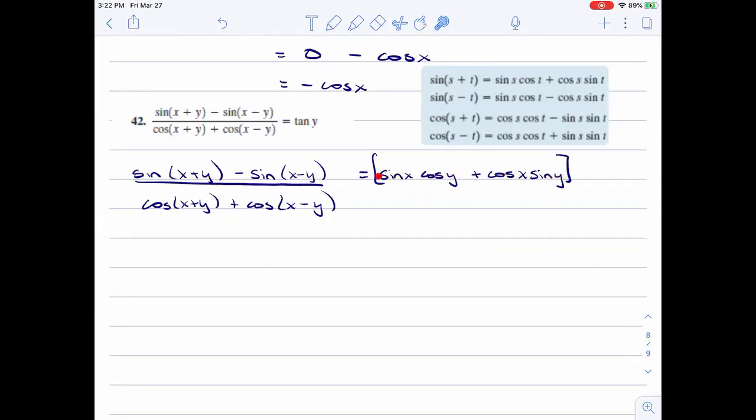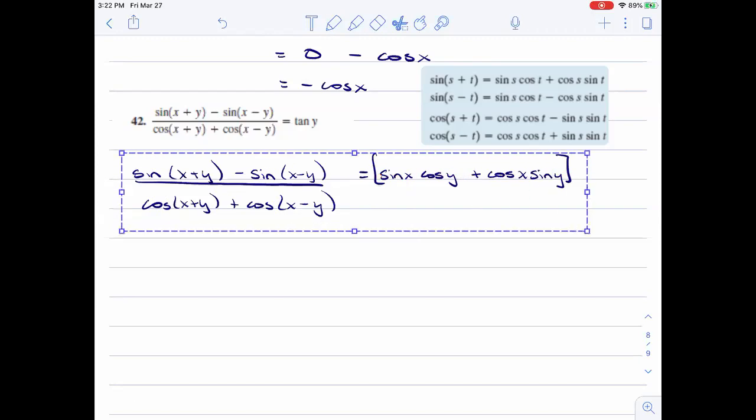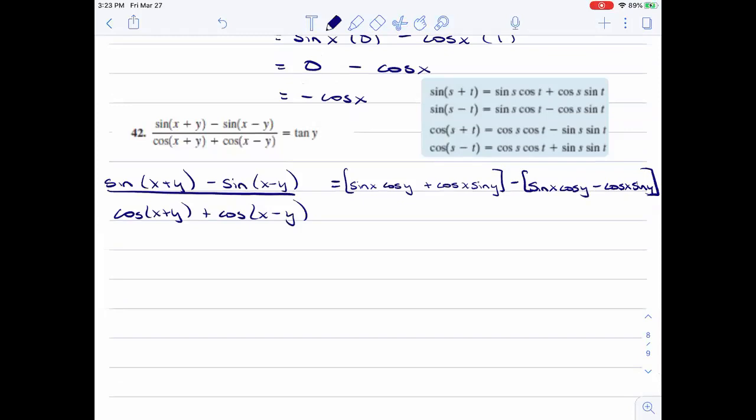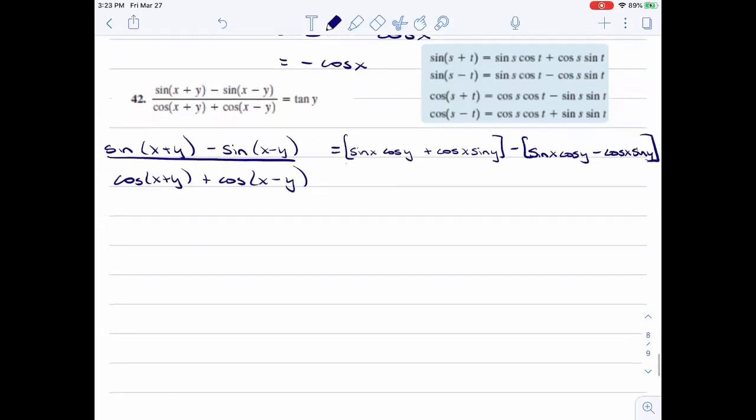I'm going to put those in brackets, and it looks like I'm going to need a lot more room than I gave myself here. So hopefully I can squeeze it in. Maybe I'll shrink this a little bit. So that's this one, right? And I'm going to put it in brackets just to make sure that I keep track of that. And then do the same thing for the next one. So now I've got sine x minus y. So now I've got the sine of x times the cos of y minus the cos of x times the sine of y. Okay. All right. And that's all over.